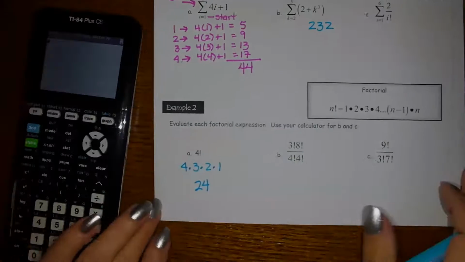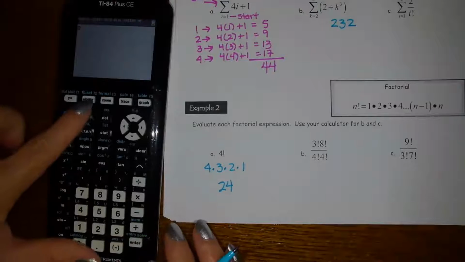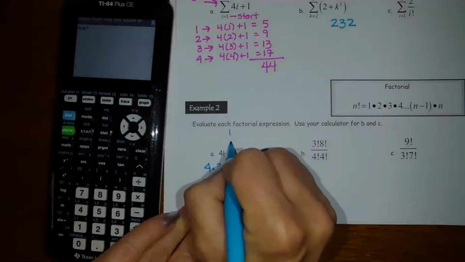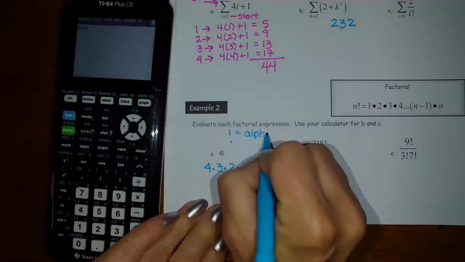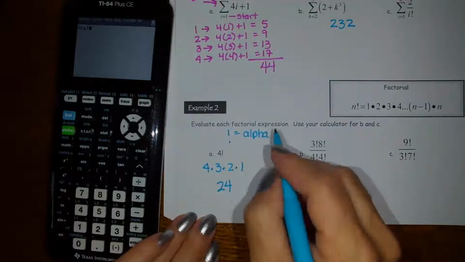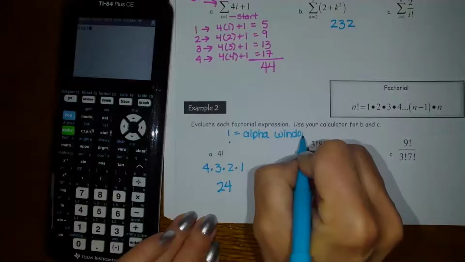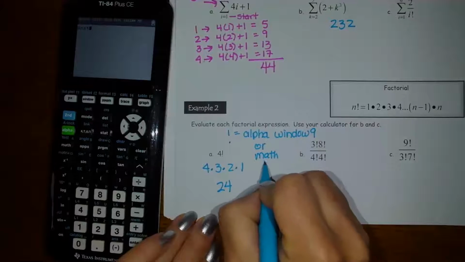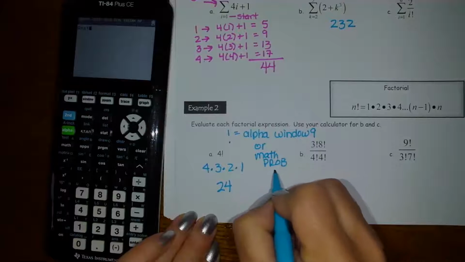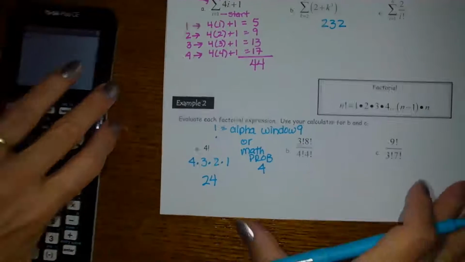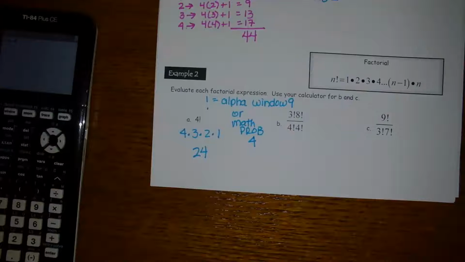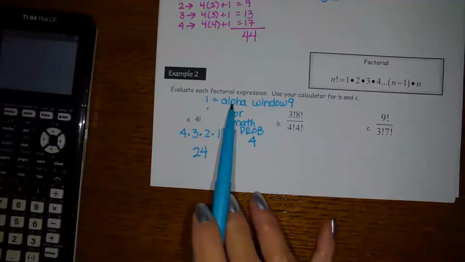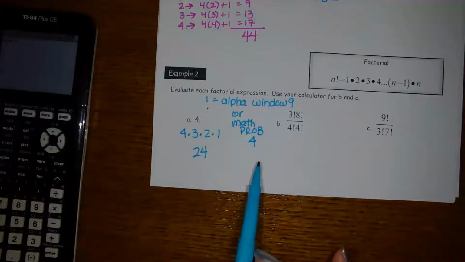Now you can go into your calculator, right? Now let's make a list of how you get there. Alpha, window, 9. Do this by hand. Now do it in your calculator. Make sure you can find it. Or math, PRB or PROB, whichever calculator you have, 4. So everybody go into your calculator, depending on the style or the year or the model you have, and find the factorial button. It's either under alpha window 9 or math probability 4.